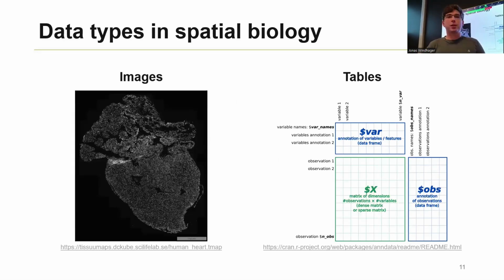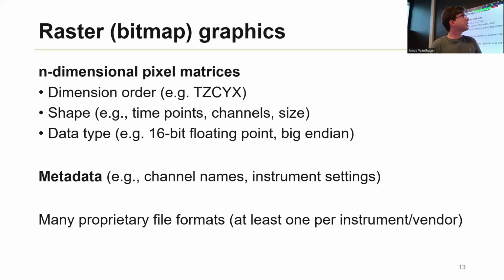All right, so that was a very general introduction, probably preaching to the choir that all knows this already. But in spatial biology, we have two essential data structures. One of them is images, or raster images. The other one is tables. And I'll focus mostly on the images now. By the way, this is from tissue maps, a nice example data set that Christoph probably has seen a million times now.